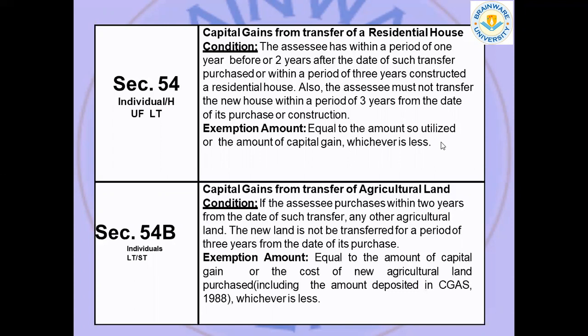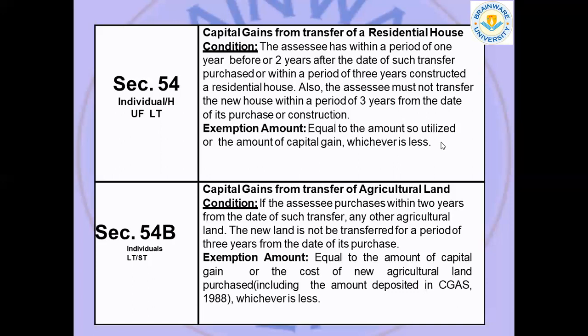Now, what will happen if the price of the new property is more than the amount deposited in CGDA? In that case, there will be no tax. The full amount will be exempted from tax. For example, if the capital gain arising is rupees 10 lakh and he deposited that amount in the bank under the CGDA scheme, and after 3 years he purchased a property for rupees 13 lakhs, it means he utilized the total 10 lakhs to purchase that property. Moreover, he is giving 3 lakhs more from his own pocket. So in that case, the full rupees 10 lakh is exempted from tax.